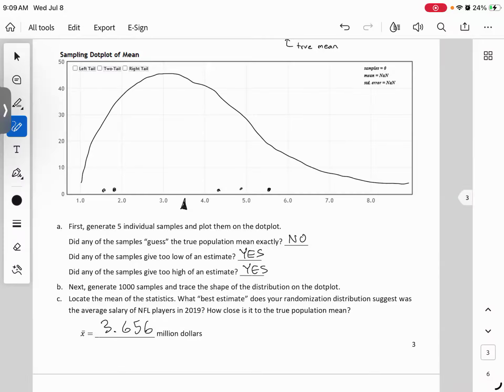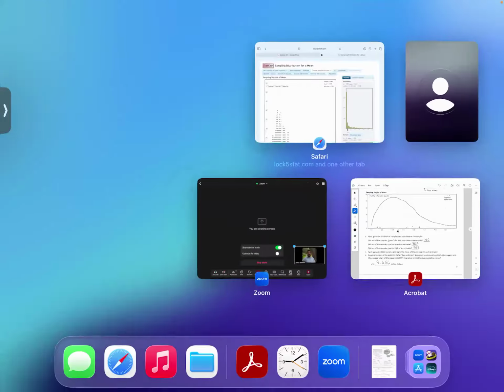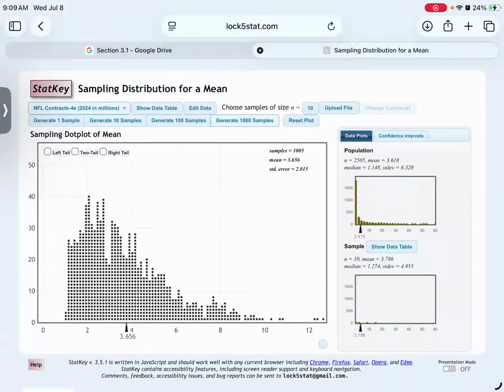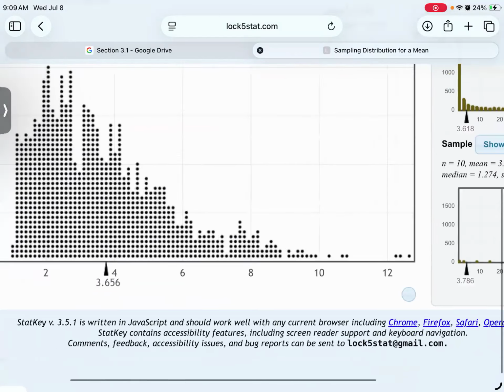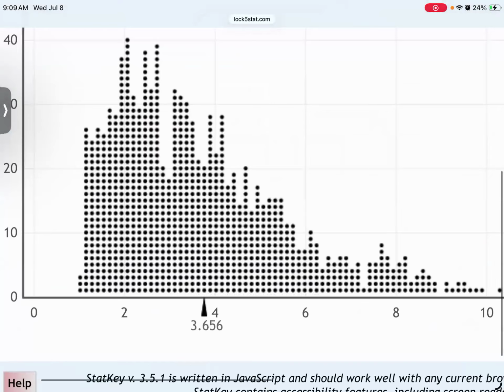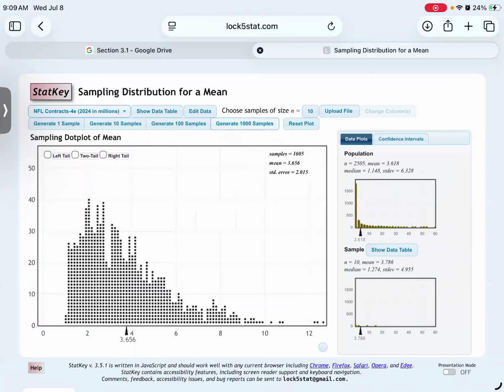of the distribution and note that yes, some of your guesses might have been ridiculously way off. Like some of mine were guessing that the average salary is like 12 million. No. Thankfully though, those did not happen very often. Most of them over here were in the area of the truth, like that 3 million mark.